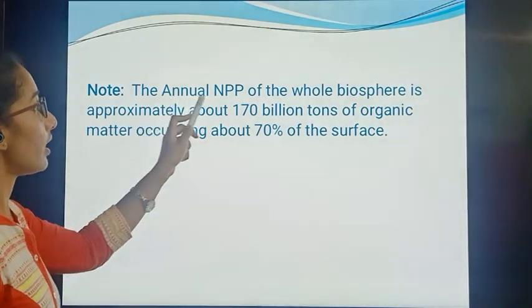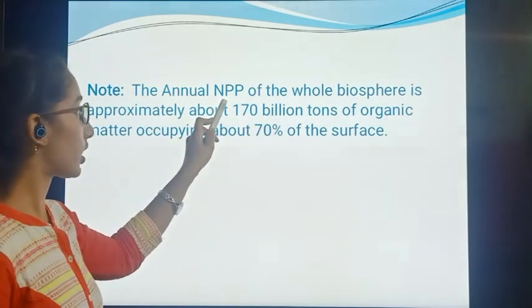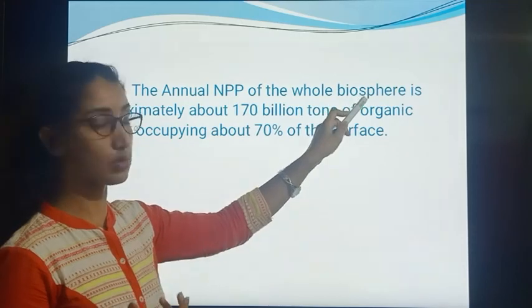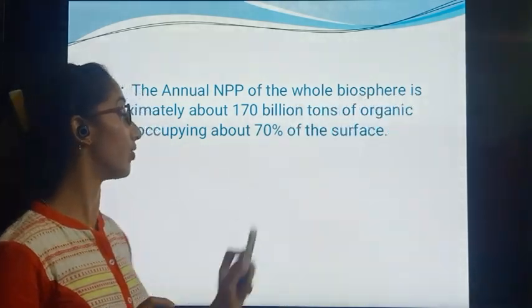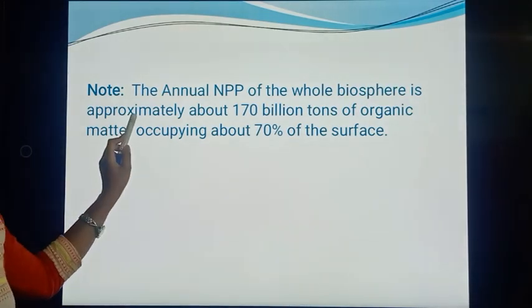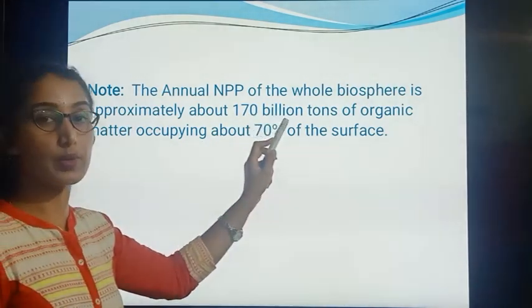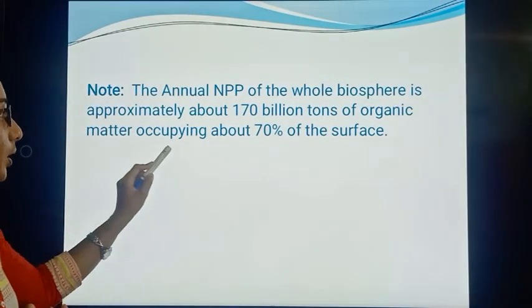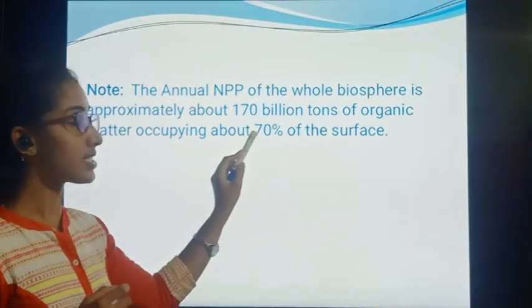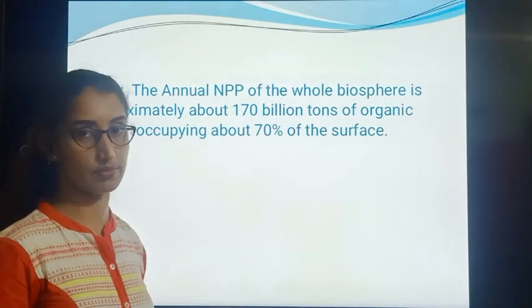The annual net primary productivity of the whole biosphere is approximately 170 billion tons of organic matter, occupying about 70% of the surface.